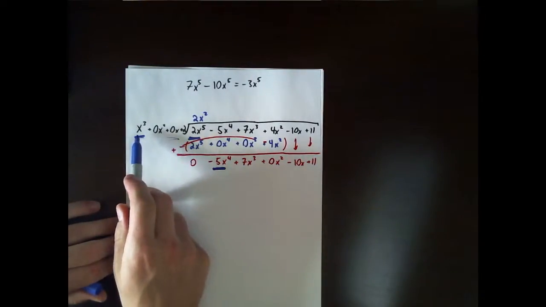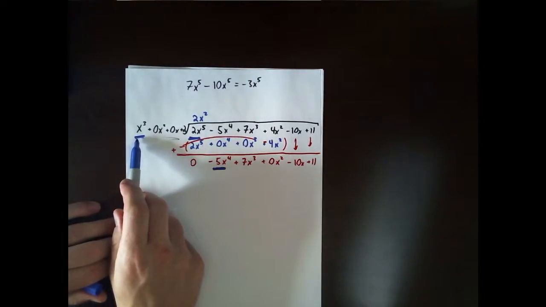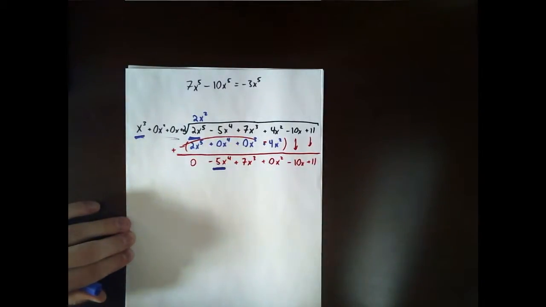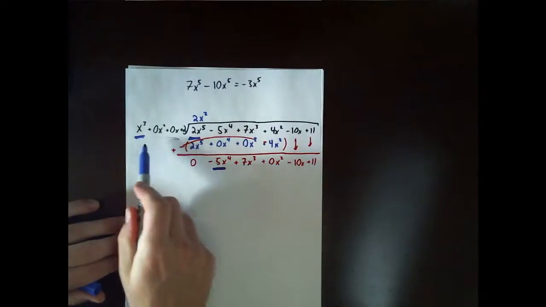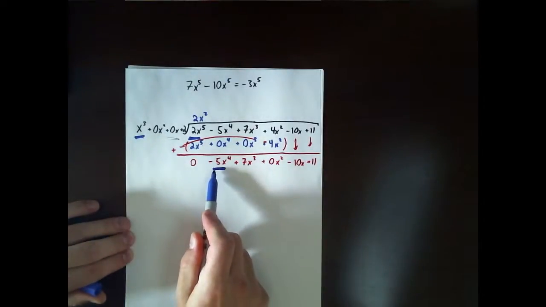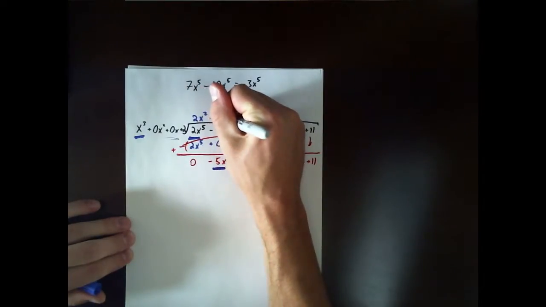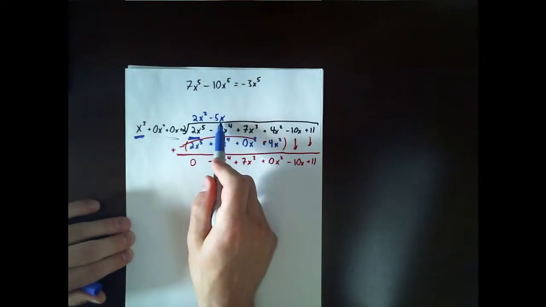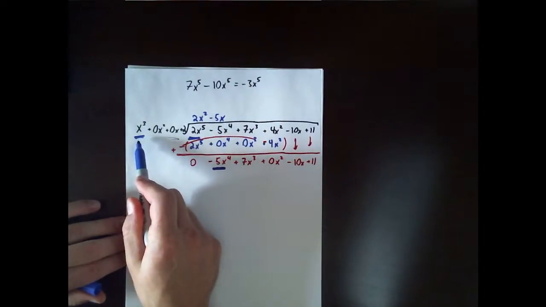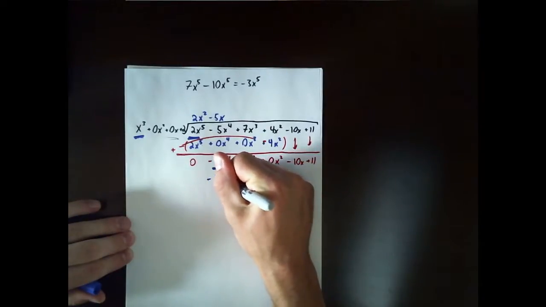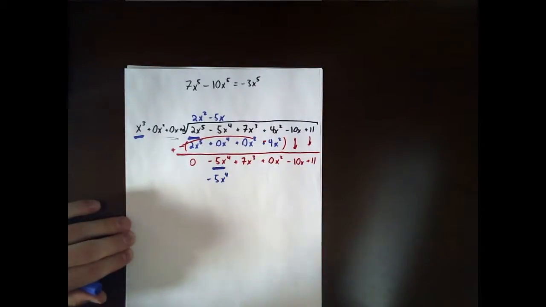Because 5x times x cubed is going to give me, so it's actually going to be negative 5x, my apologies, because I want to multiply it to x cubed to get negative 5x to the fourth. So if I put a negative 5x up here, I'm going to take my negative 5x, multiply it by x cubed, and that's going to give me negative 5x to the fourth.